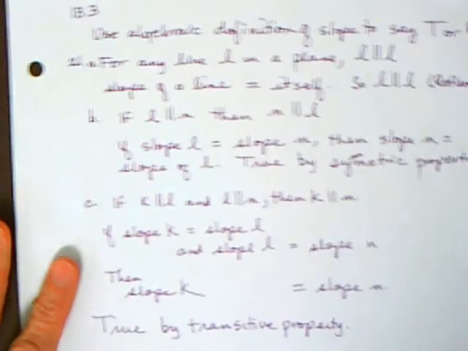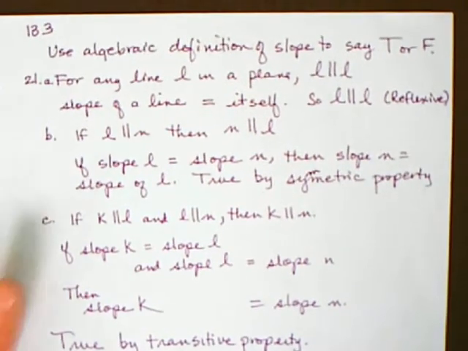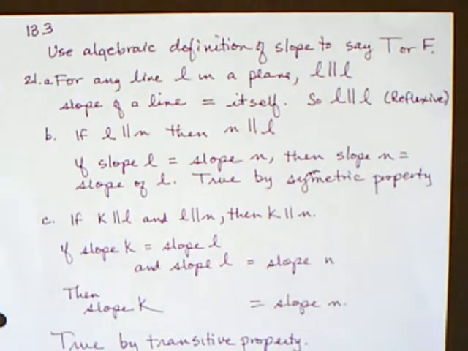Last one, 21. This actually isn't that hard of a problem. It's an interesting problem, but the words get in the way. So I think that's the problem with this one. 21 says, use the algebraic definition to classify each statement as true or false. The algebraic definition of what? The algebraic definition of slopes. I'm going to read to you from page 535: two non-vertical lines are parallel if and only if their slopes are equal. So that's the algebraic definition of slope.